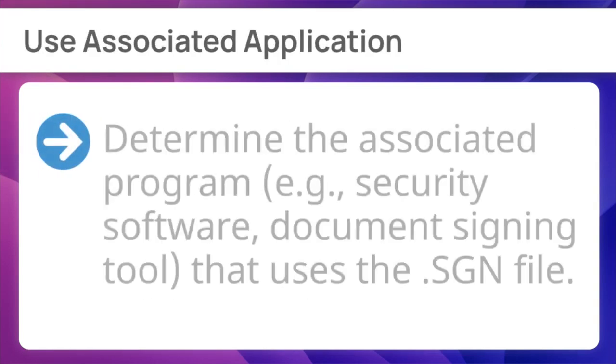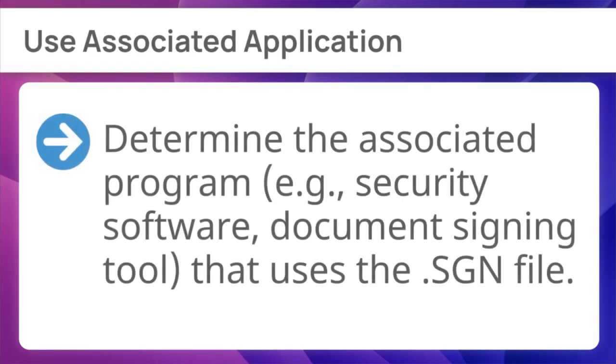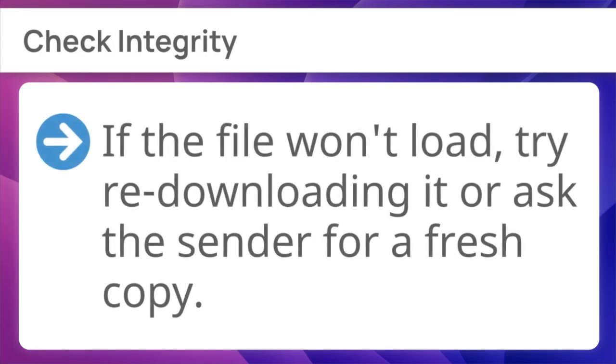Next, use Associated Application. Determine the associated program, e.g. security software or a document signing tool, that uses the SGN file. Finally, check integrity. If the file won't load, try re-downloading it or ask the sender for a fresh copy.